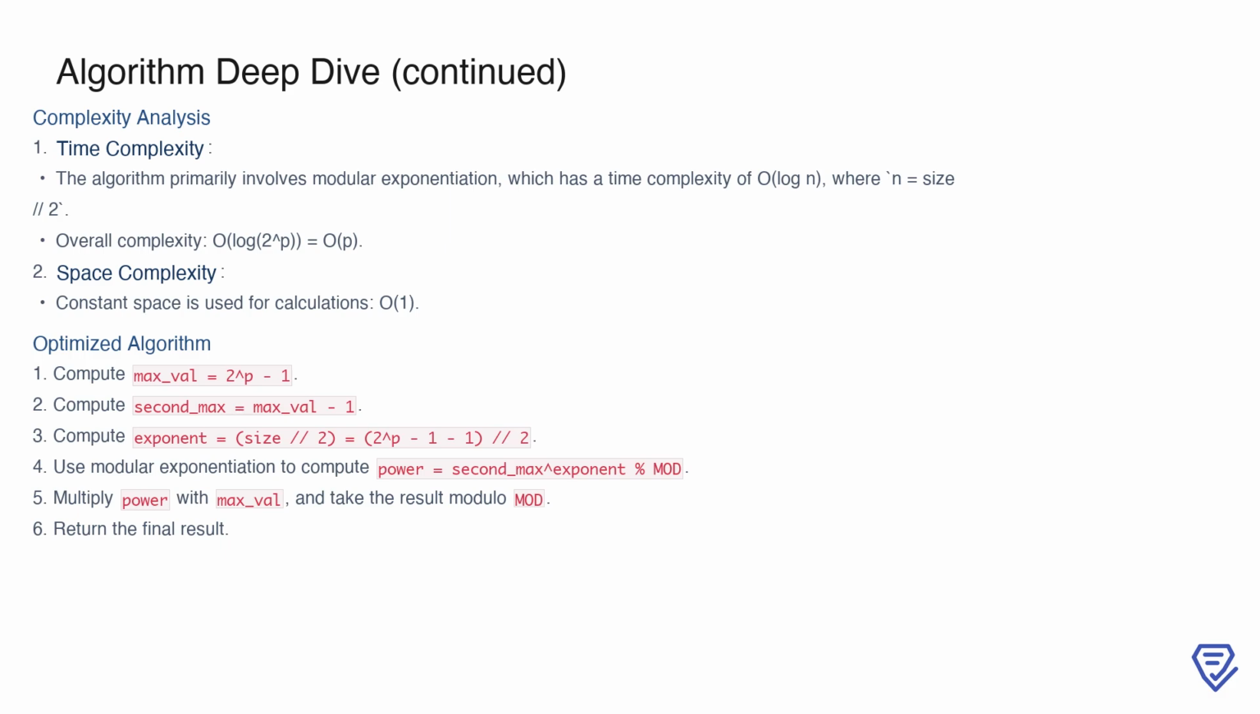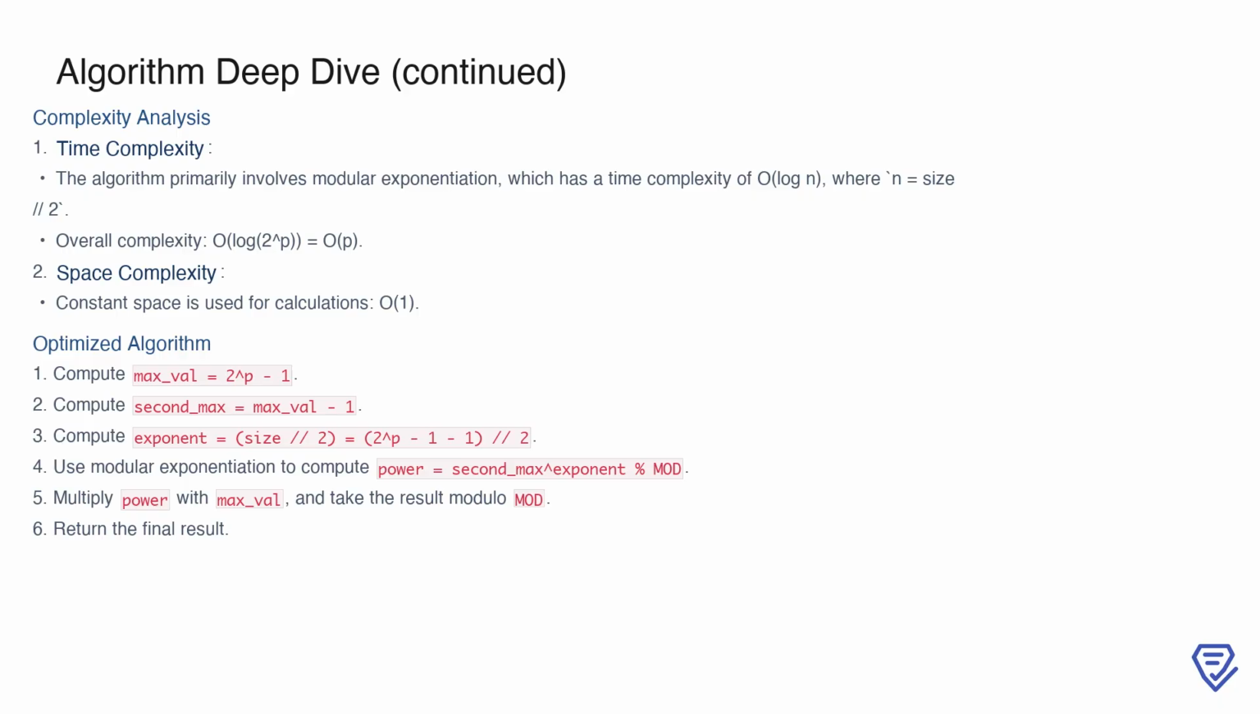The optimized algorithm involves computing the key values step by step, determining max_val equals 2 to the power of p - 1, finding second_max equals max_val - 1, calculating the exponent as size // 2, and then using modular exponentiation to compute the power of second_max.